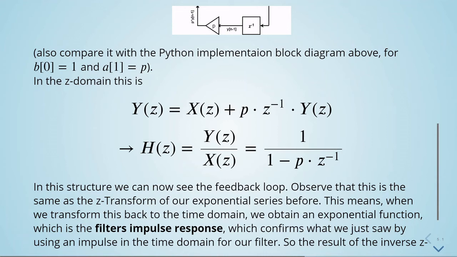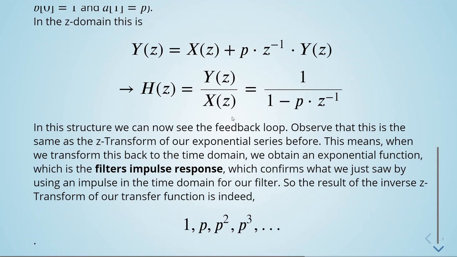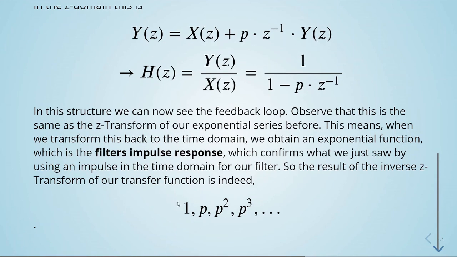Observe that this is the same as the z transform of our exponential series we've seen before. This means that when we transform this back to the time domain, we will obtain an exponential function, which is the filter's impulse response. This confirms what we just saw by using an impulse response in the time domain for our filter. So the result of the inverse z transform of our transfer function is in fact 1, p to the power of 0, p to the power of 1, p to the power of 2, p to the power of 3, and so on.